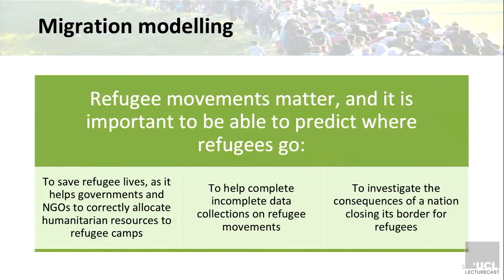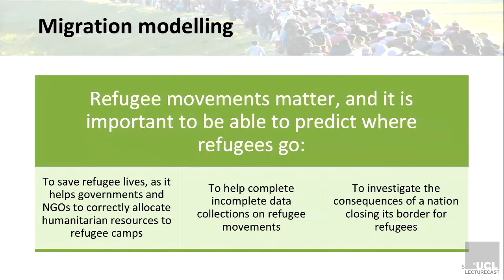The main aspect is that refugee movements matter, and it's important to be able to predict where refugees go due to three different aspects. First is to save refugee lives: it helps the governments and the NGOs to allocate humanitarian resources efficiently as well as correctly. So we can say that if we know how many refugees are going to come to a certain camp, we can allocate that much resources towards the camps that they'll be heading to.